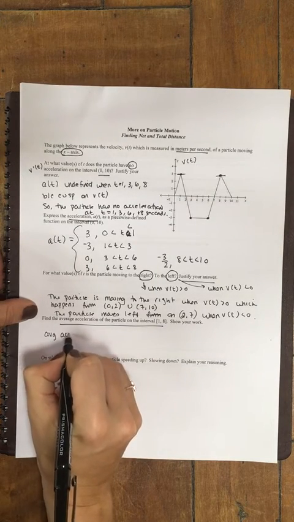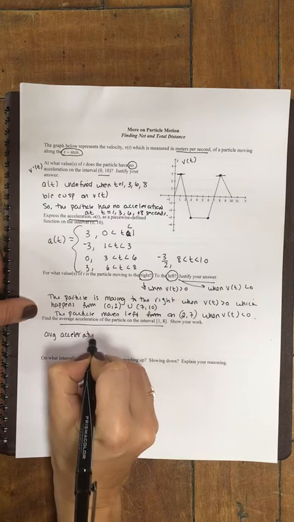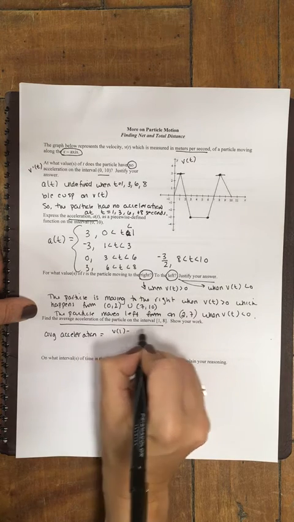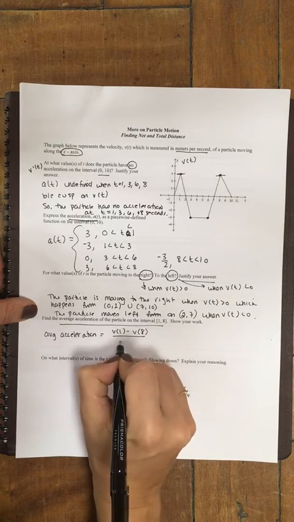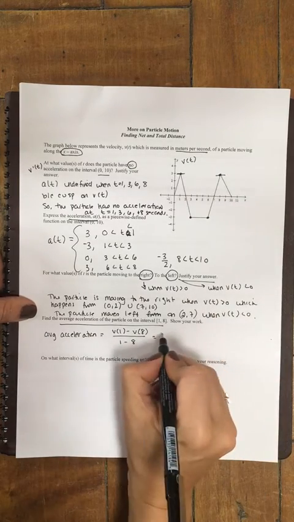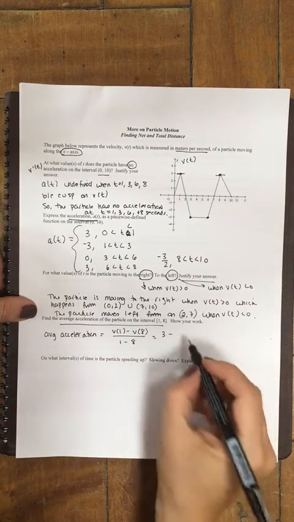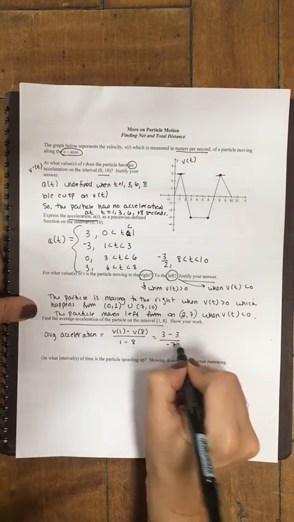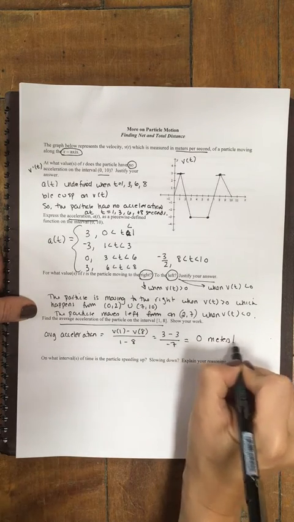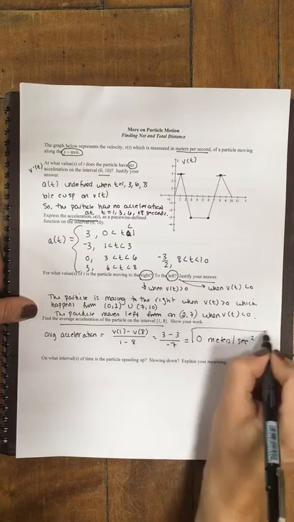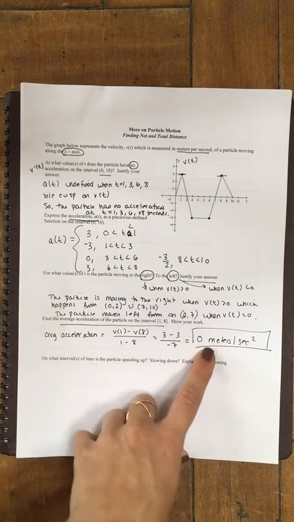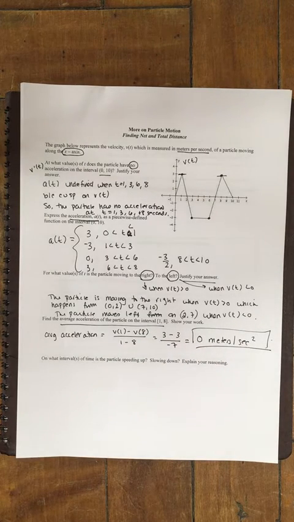So the average acceleration, average rate of change, we need the velocity at 8 minus the velocity at 1, over 8 minus 1. Velocity at 1 second is 3. Velocity at 8 also happens to be 3, so 0 over 7, which is 0 meters per second squared. The average acceleration on the interval 1 to 8 is 0 meters per second squared.